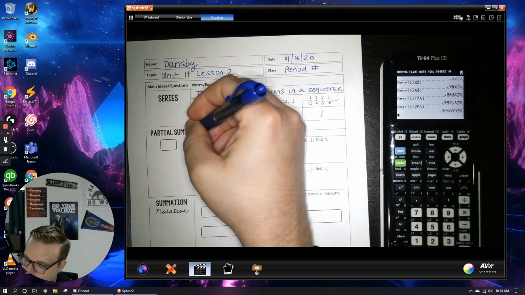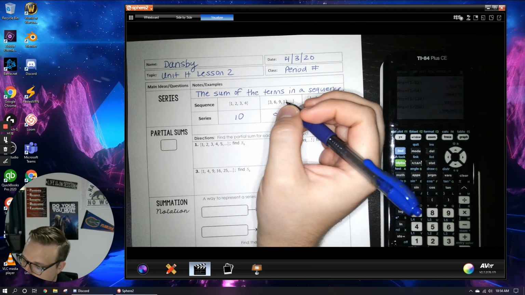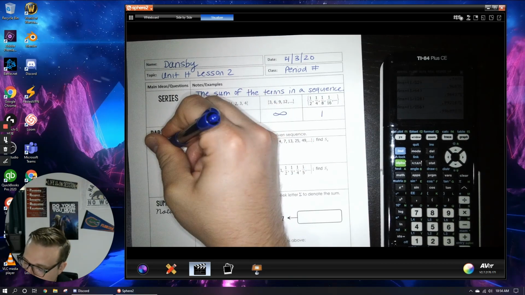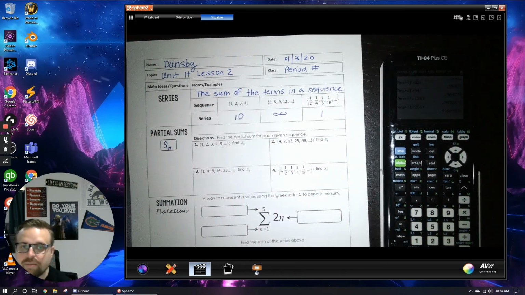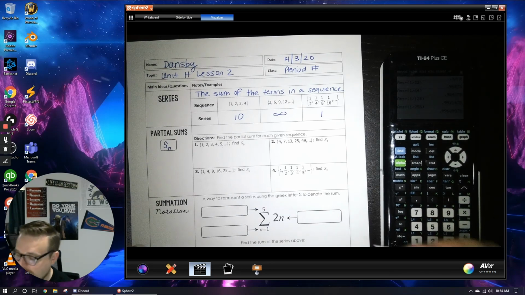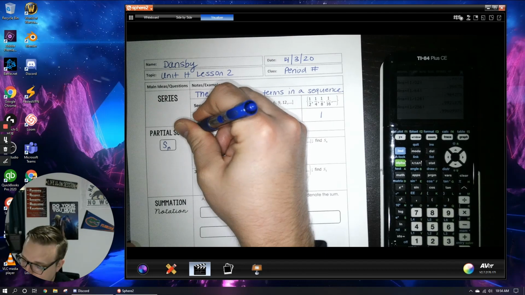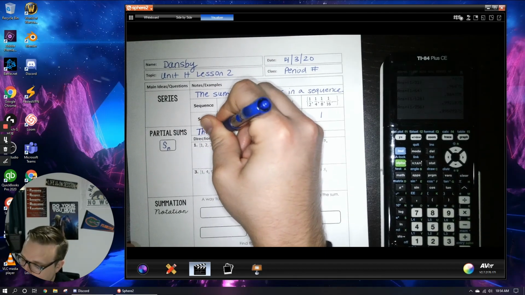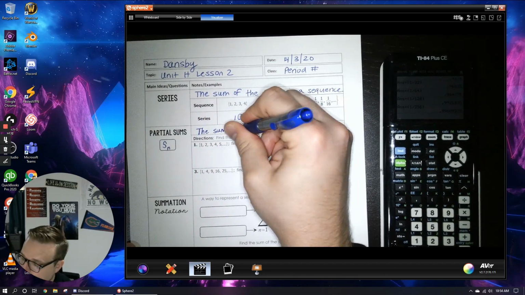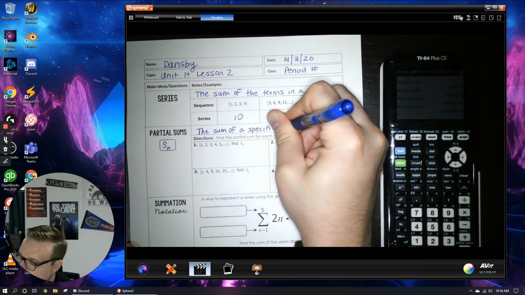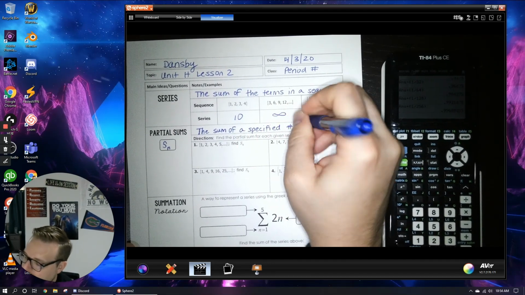Let's define what a partial sum is first. The first thing you need to know is that a partial sum is going to be denoted by a large S with a subscript of n, and n is going to tell you how many terms they want you to add together. So a partial sum is the sum of a specified number of terms.